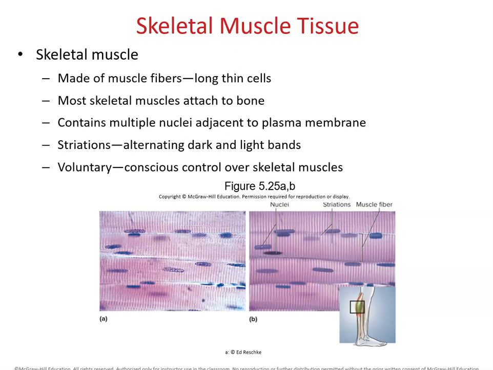When we look at skeletal muscle under a microscope, we'll see alternating light and dark bands. We'll see this striped appearance here. Okay, so we got light, dark, light, dark, light, dark. We call that striations, or we can say that skeletal muscle is striated. And like we said before, skeletal muscle is voluntary. Typically, we choose when we want to move skeletal muscles.